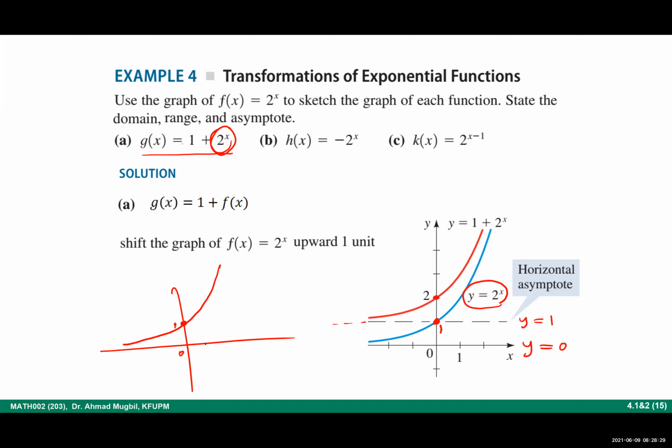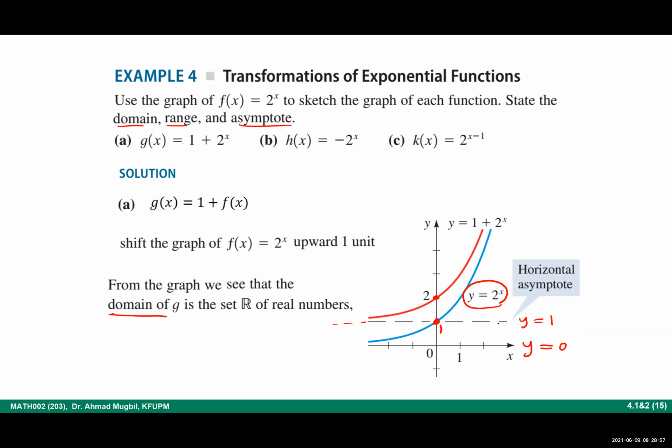So be careful when you sketch the graph of any exponential function, you must also sketch the horizontal asymptote, if there is one. Good. Now, what is the change, ya shabab? What is the domain, what is the range, what is the asymptote? For this function, it can be clearly seen that the domain is still all the real numbers. There is no change in the domain. Any vertical shift will not change the domain.